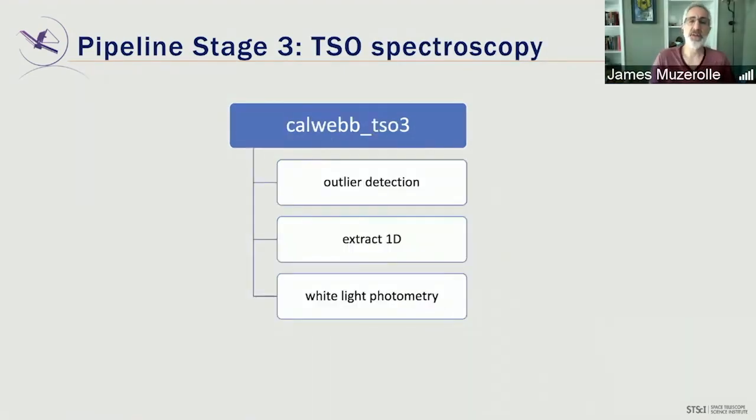And then finally, stage 3 for TSO spectroscopy is much simpler, since we aren't combining exposures in this case. There are basically just 3 steps, including an outlier detection, comparing the full stack per pixel and identifying outliers from that, and then finally extracting a 1D spectrum for each integration, and also calculating white light photometry from that.